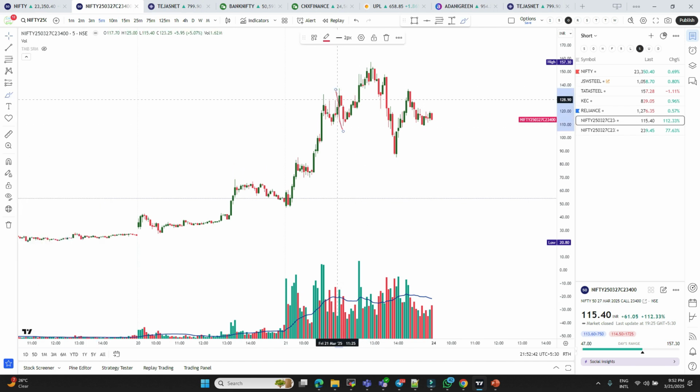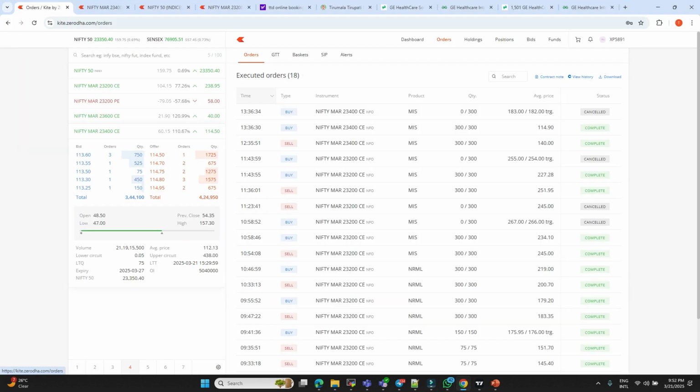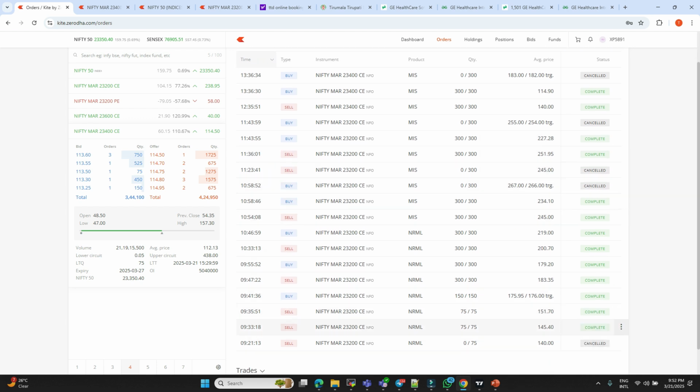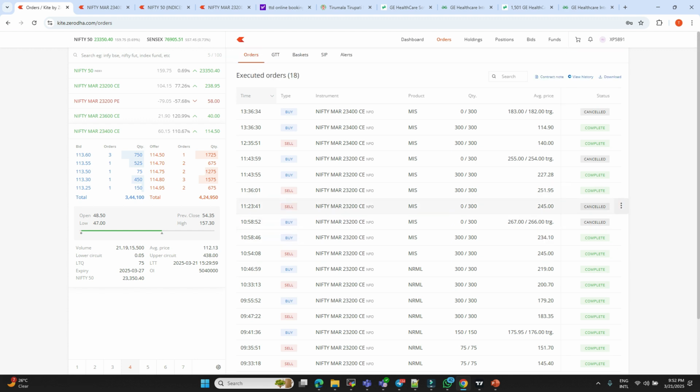This is the move. Okay, see, the time is 11:35. Let me show you my order book. Here I was trading one or two lots here and there. Finally, I made 8,000 rupees with small quantities.